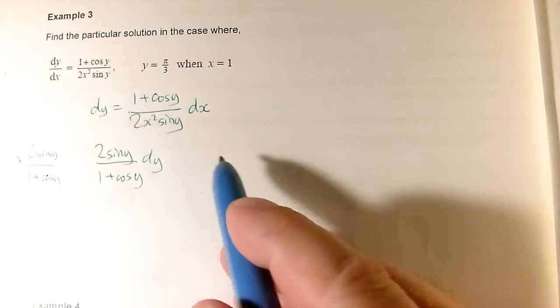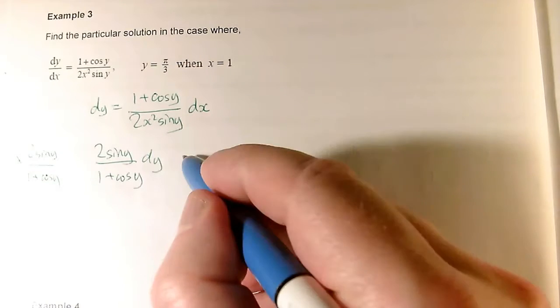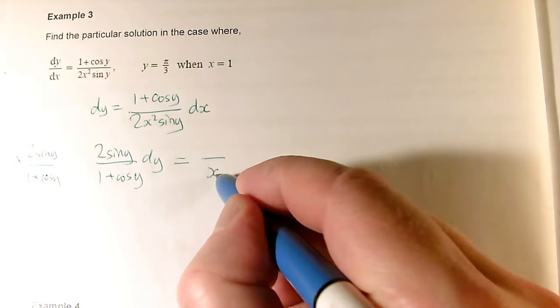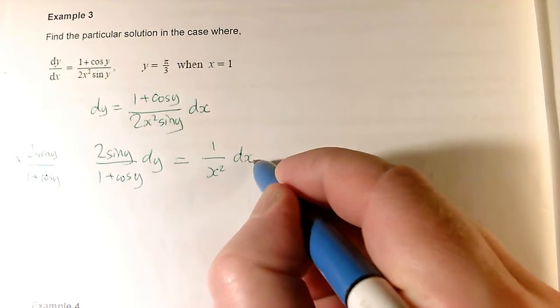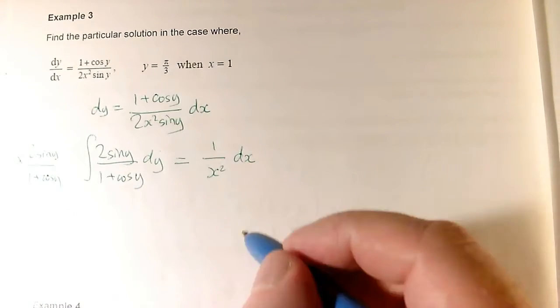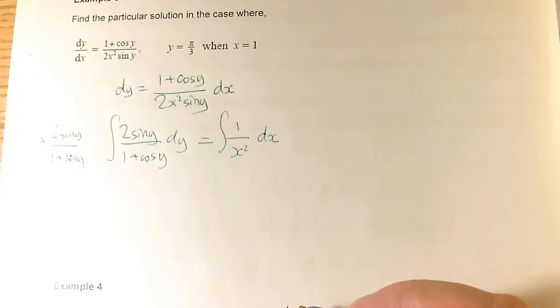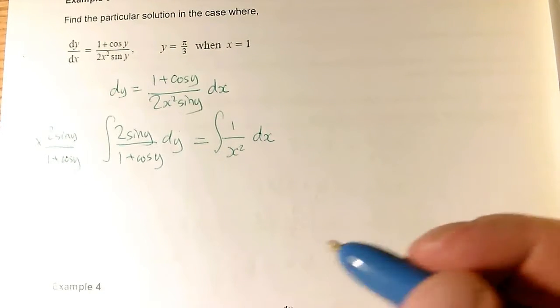And on the other side, I've got rid of everything except the x squared on the bottom. So I need a 1 on the top, and I've got a dx. And of course, I need an integral on that, and I need an integral on this to be mathematically respectable. And now I've got 2 integrals to do.